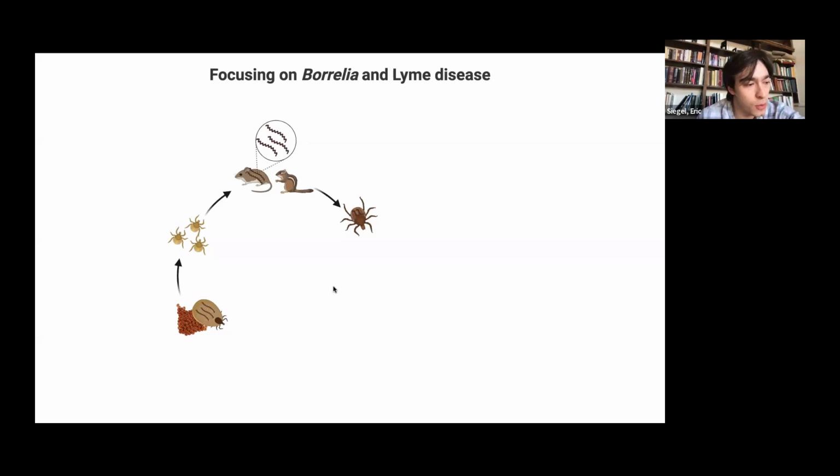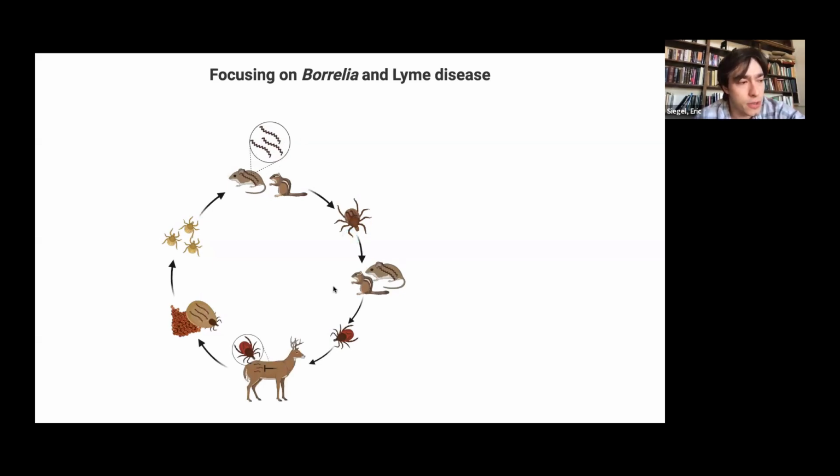And if the original nymph is not infected and the second host is infected, this is another opportunity for the tick to pick up the pathogen. The nymph will molt into an adult, and then the adult will feed on primarily a reproductive host. This is commonly the white-tailed deer, which is not a competent reservoir for Borrelia.